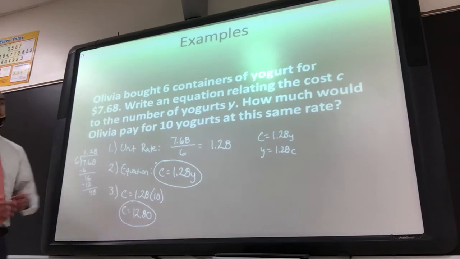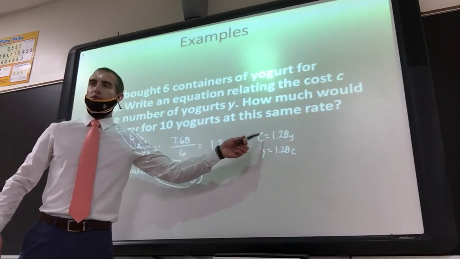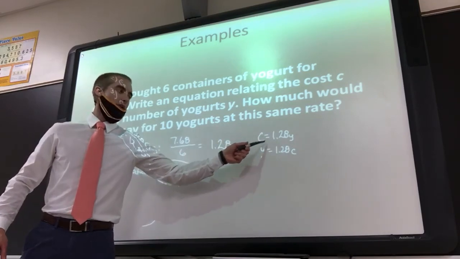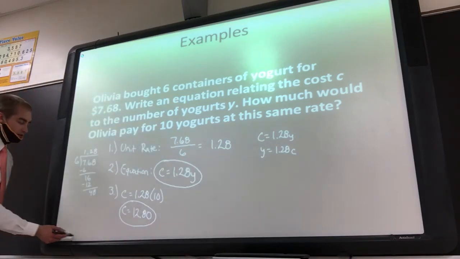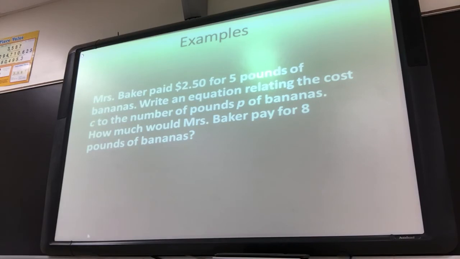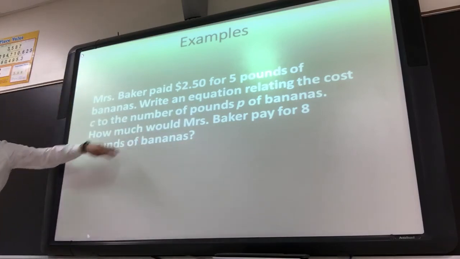And if it helps, write your equation in both ways and then ask yourself, okay, which one works for this question? So it might be easier to look at it and see which one works best. Okay, so let's do another one together. Miss Baker paid $2.50 for 5 pounds of bananas. Write an equation that relates the cost, which is C, to the number of pounds, which is P, of bananas. And then we'll answer that question afterwards.